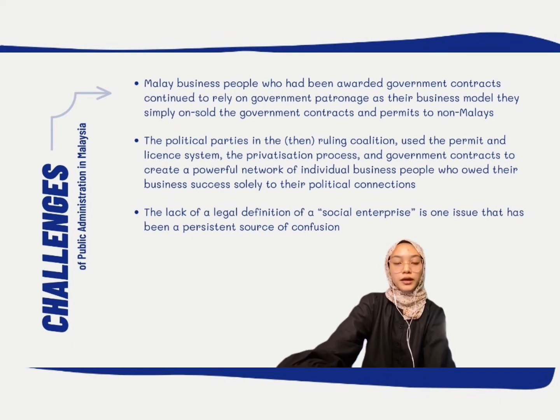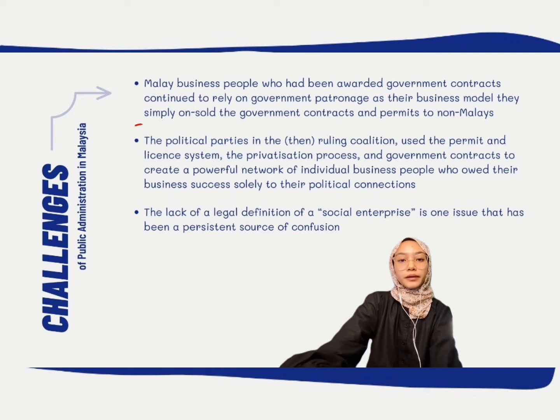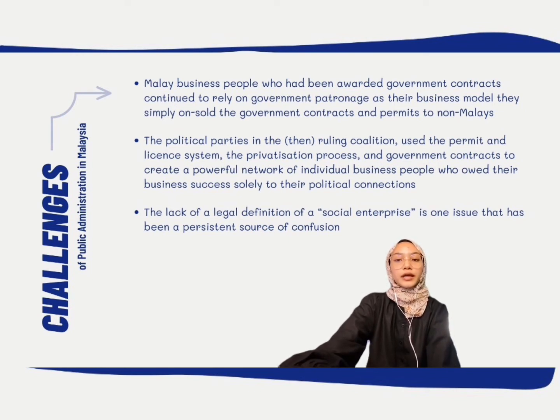And then second, the political parties in the ruling coalitions use the permit and license system, the privatization process and government contracts to create a powerful network of individual business people who owe their business success solely to their political connections. This was especially true of some government agencies. These connected business people were expected to support other parties and politicians in the ruling coalitions with large sums of cash during general elections and internal party competitions. It became a win-win situation for the political patron and the business client.